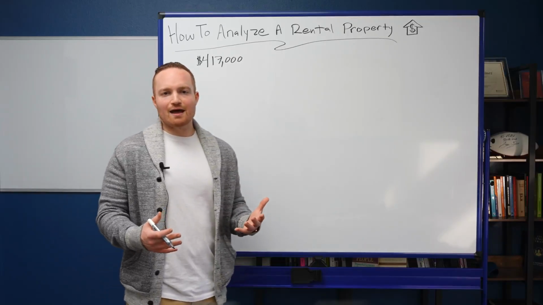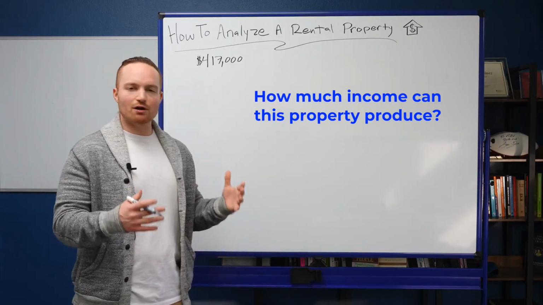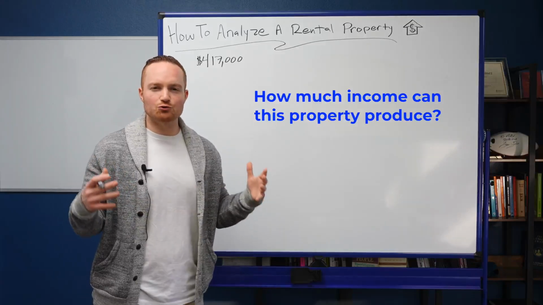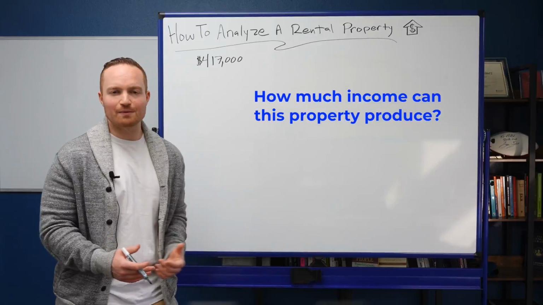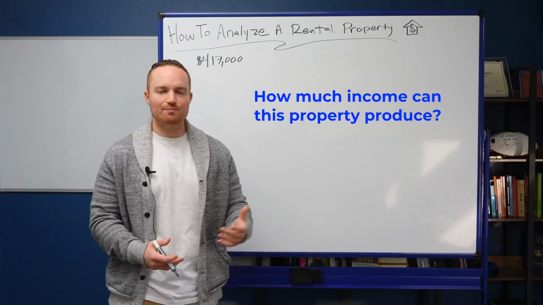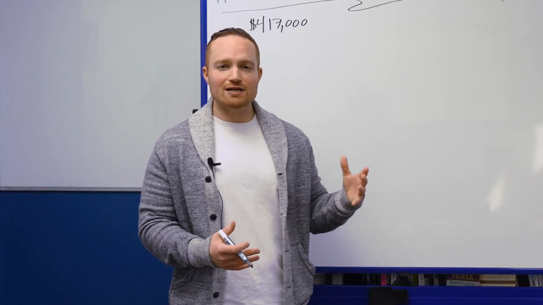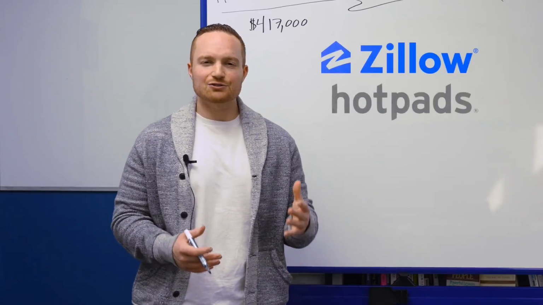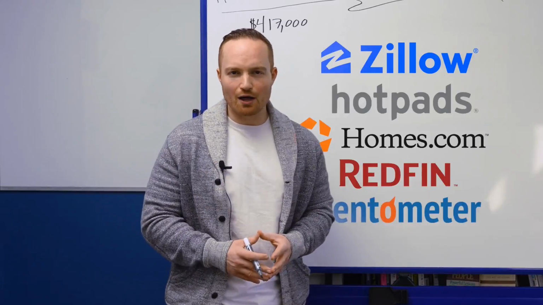First off, we want to analyze how much income this property can really produce. So this is where it all starts. You're trying to determine your gross revenue on any piece of real estate, right? This could be a single family home, a duplex, triplex, or a large apartment building. What investors use are sites like Zillow, HotPads, Homes.com, Redfin, even Rentometer.com.